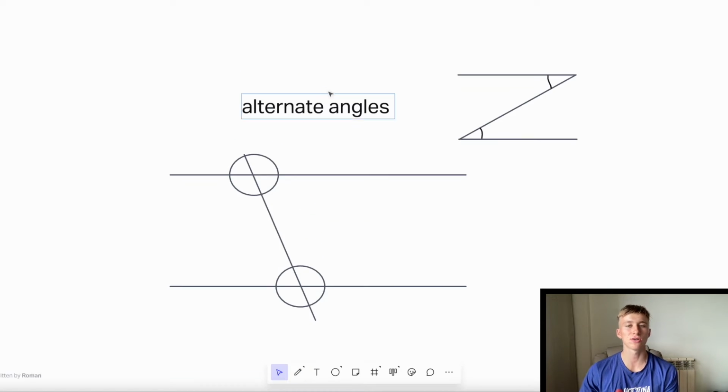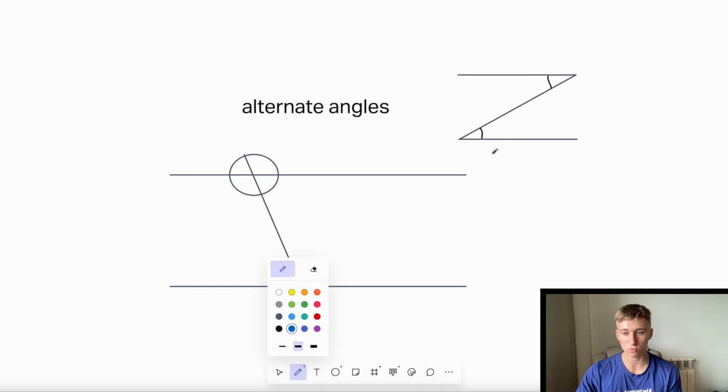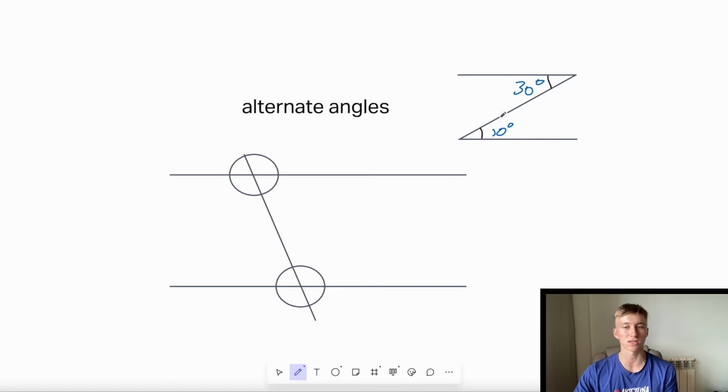So guys, now we're going to look at alternate angles. So these two angles here, this one down here and then this one up here, are two alternate angles. And there's a couple of things that you need to know about alternate angles. One of them is that they're exactly the same degrees. So for example, if we have this one here equaling 30 degrees, then this top one will also be equal to 30 degrees. So they're always going to be the same. Alternate angles are always the same degree.